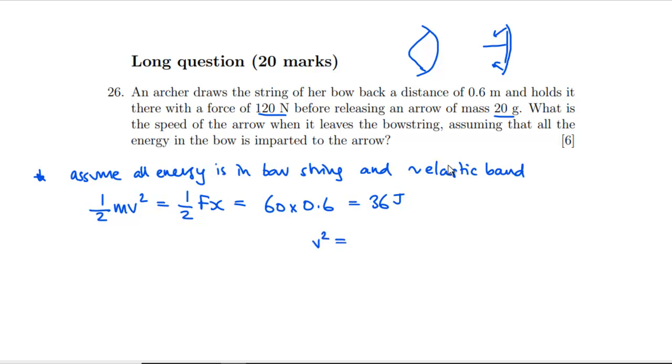So v squared is going to be 36 times 2 divided by the m. So 36 multiplied by 2 divided by 0.02 is 3,600. So v is 60 meters per second. But that's all hinging on this assumption, which could well be wrong. Well, I mean, it is wrong, that's not how a lot of bows and arrows behave.